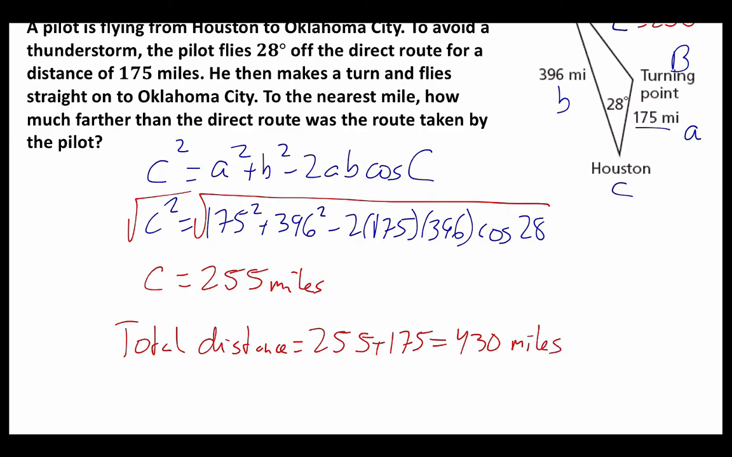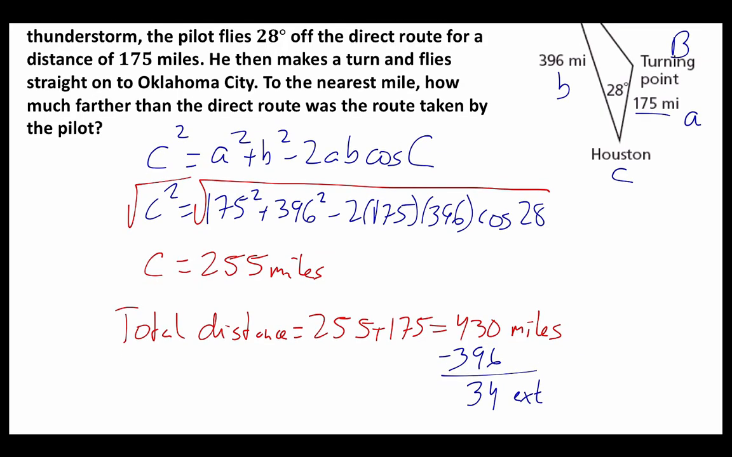Again, that's still not our final answer, because it says how much farther. Well, the shortest path would have been 396. They went 430. So let's just take 430 minus 396. And we end up with 34 extra miles. They went 34 miles further, which when flying is not that bad. So always make sure you're rereading the final question, and make sure that your final answer is actually answering the question.